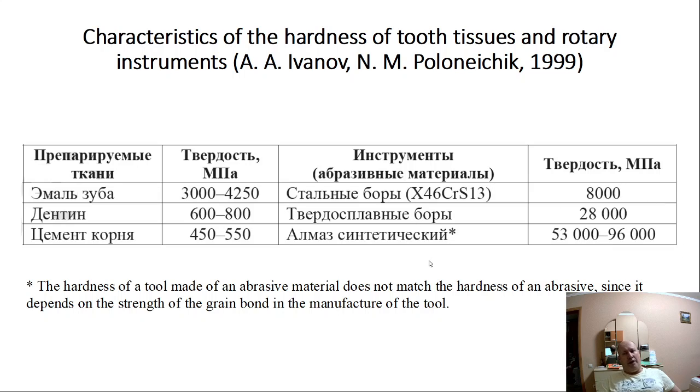For example, if you have enamel from 3 to 4,000 megapascal, then you need to use diamond burs, for example, because it's most effective. The hardness of a tool made of an abrasive material doesn't match the hardness of the abrasive, since it depends on the strength of the grain bond in the manufacturing of this tool.